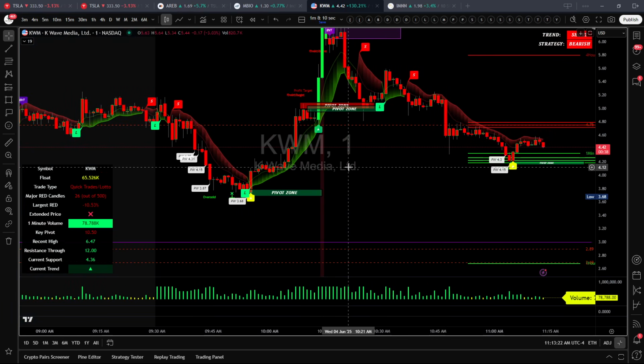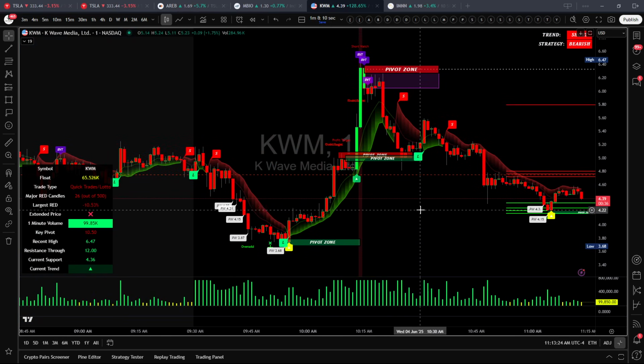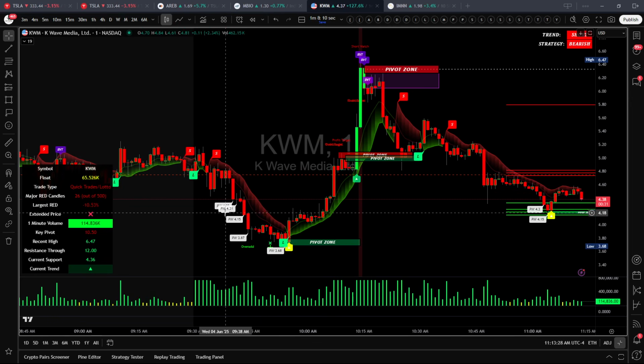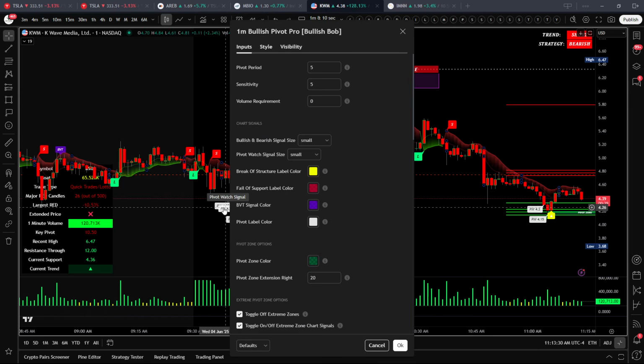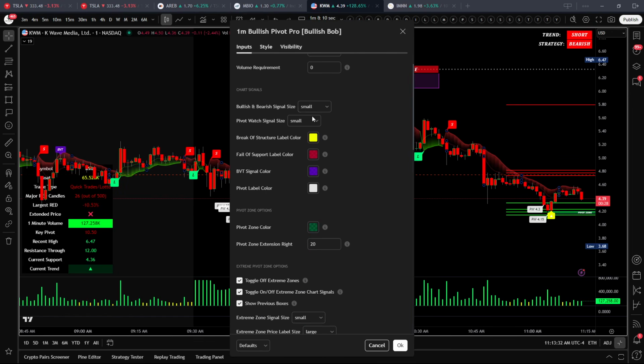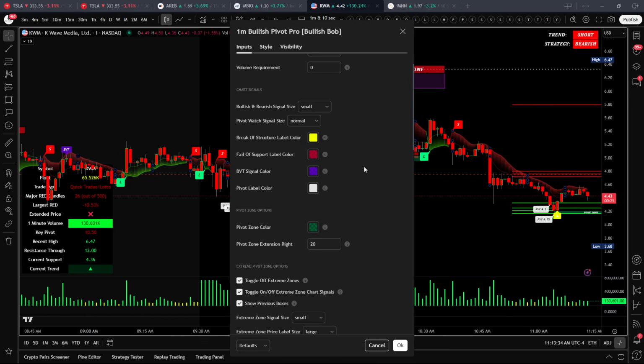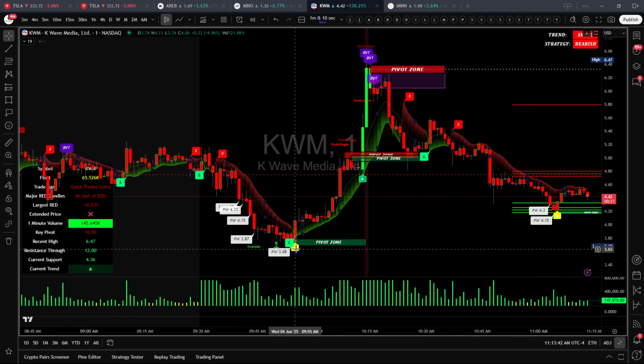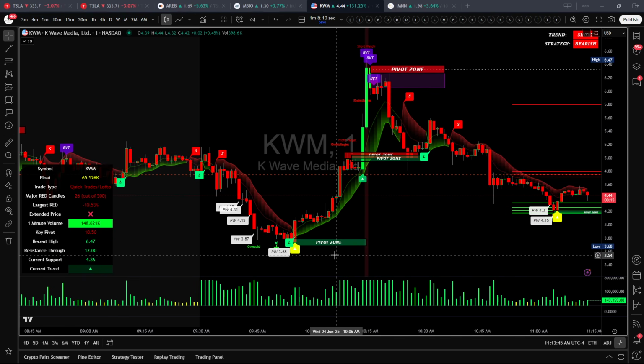But guys, this is going to be our indicator, the 1 minute Bullish Pivot Pro. This indicator is going to spot and identify the areas of value. So you're going to see these pivot watch signals. If I double click on this, I can make these a little bit larger. So let's see, pivot watch signal, normal size. Let's see if that changes that one. And there we go. So you can see that a little bit better. And let's go with the signal as well. We'll go normal size on that. Should make this breakup structure a little bit bigger. There we go. So it's a little easier to see for you guys here in this demonstration.